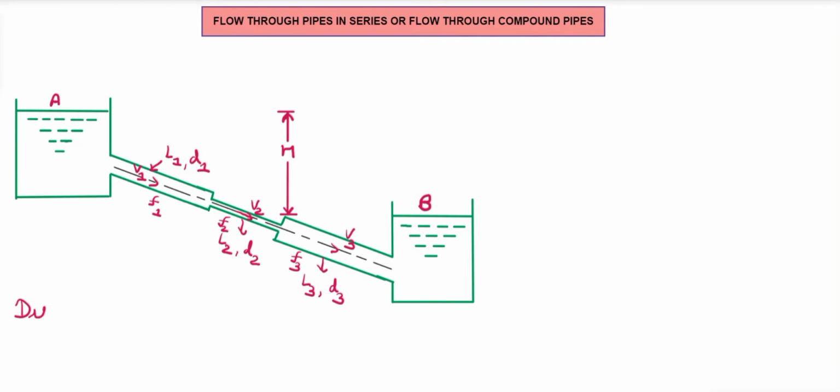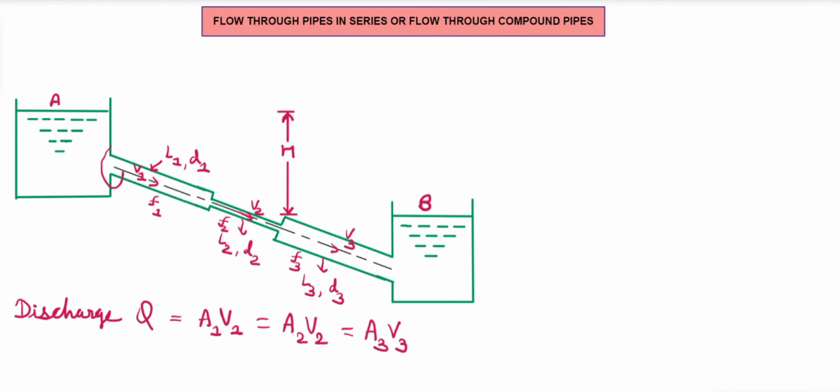Now let's write the equation for discharge. Discharge through all these three pipes will be the same. That is, Q is equal to, for the first one, A1V1. For the second one, it will be A2V2. And for the third one, it will be A3V3. So Q is equal to A1V1 equal to A2V2 equal to A3V3.